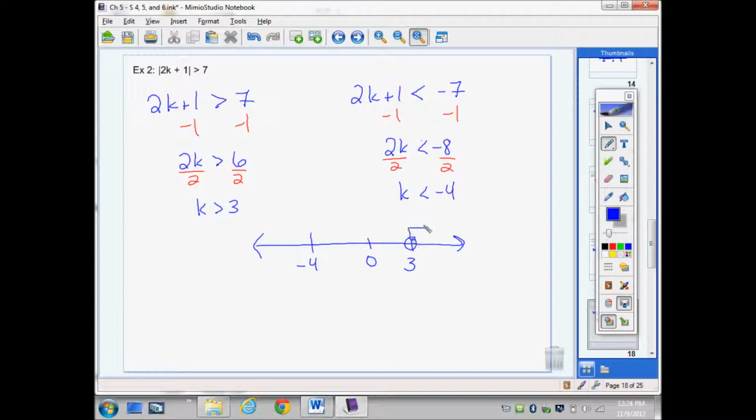Greater than 3 goes this direction, less than negative 4 goes that direction. So I'm shading apart from each other.